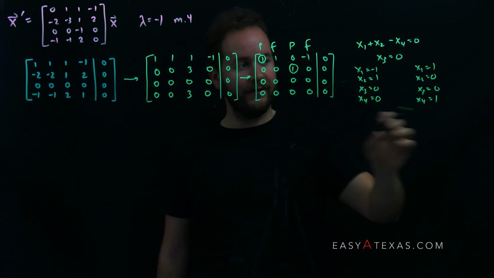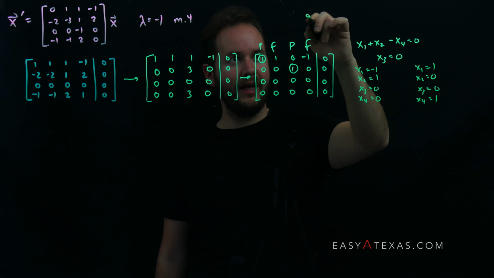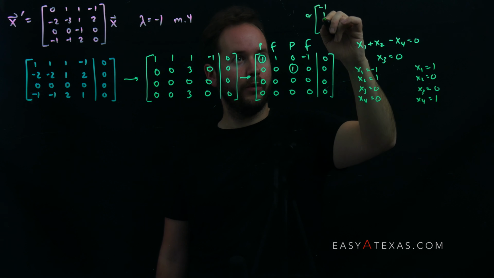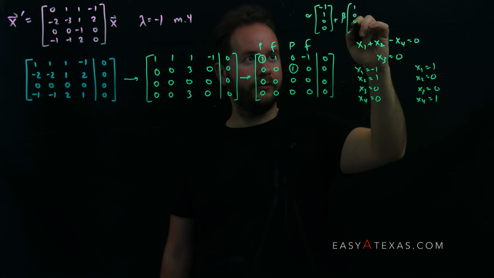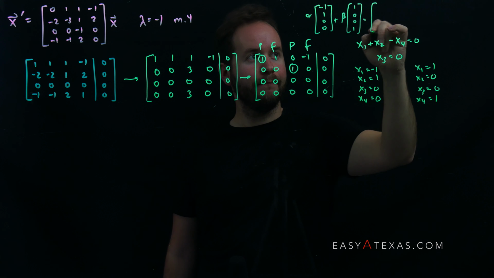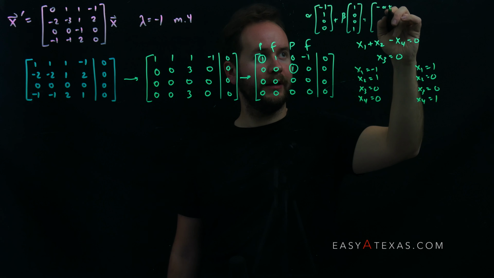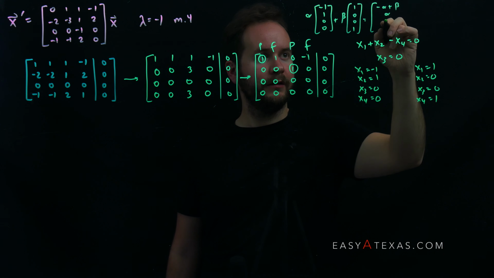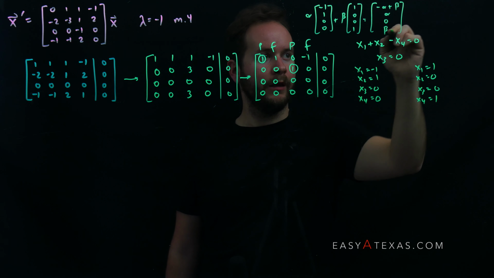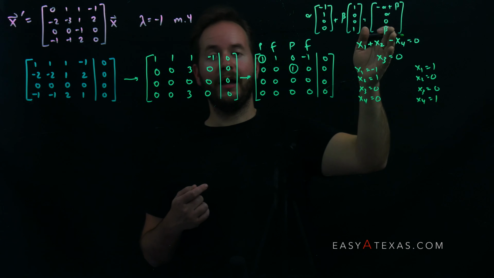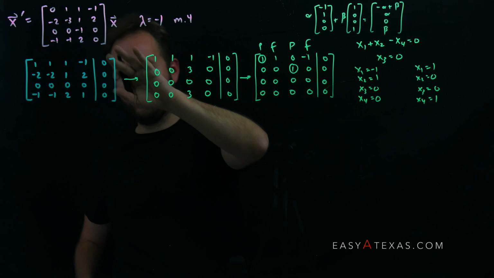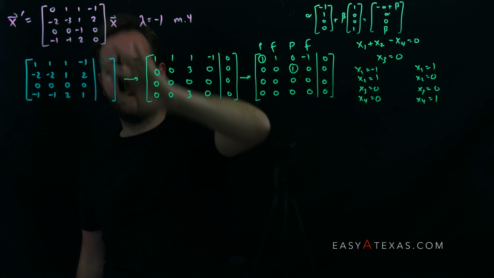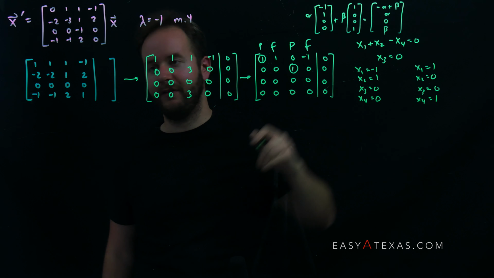Alpha times this eigenvector plus beta times this eigenvector. So I'm going to say alpha times negative 1, 1, 0, 0 plus beta times 1, 0, 0, 1. This is going to give me a combined vector of negative alpha plus beta, alpha, 0, beta. Okay, once I have this linear combination in terms of alpha and beta, I'm going to replace it into this vector over here. Instead of augmenting with a column of zeros, I'm going to augment with a column of alphas and betas.